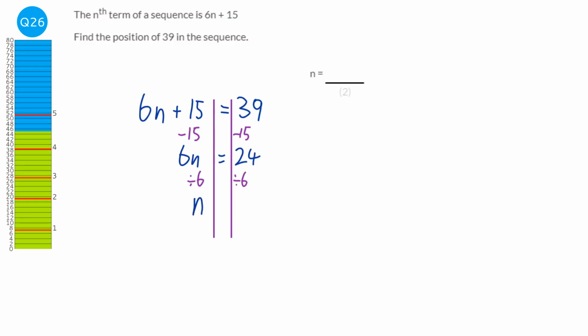And so we get n equals 4. So 39 is the 4th term in the sequence. And you could write it out, you could put n equals 1, n equals 2, n equals 3, just keep going till you get to 39, or we can do the method we've just done, which is solving it.